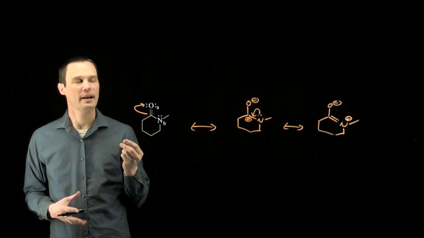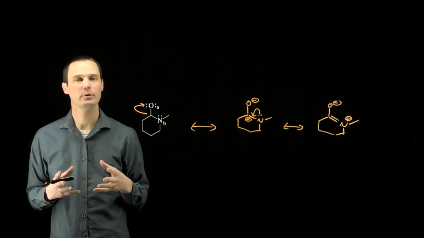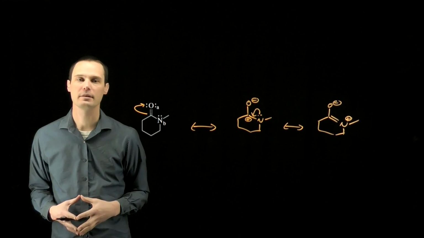To be a base, we need to have more electron density, so the oxygen atom with more electron density will be the most electron dense, the most nucleophilic, the most basic, and therefore oxygen will be the atom that is most likely to protonate in this particular molecule.